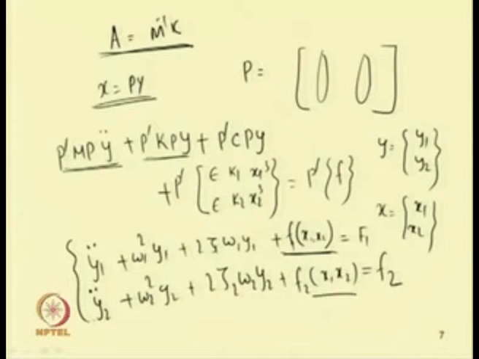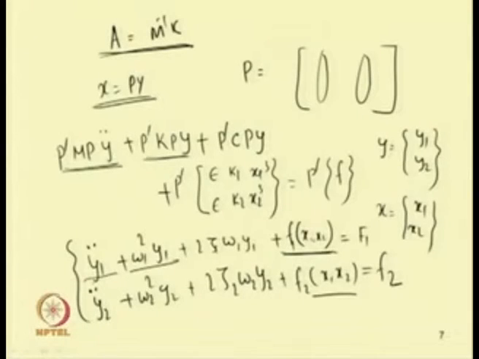So, we will have a set of 2 equations now, where the first 2 terms, that is the coefficient of y double dot and the coefficient of y 1, are uncoupled. So, here we can use the method we have studied for the single degree of freedom system, and we can solve these two nonlinear equations simultaneously by applying the different methods we have studied.